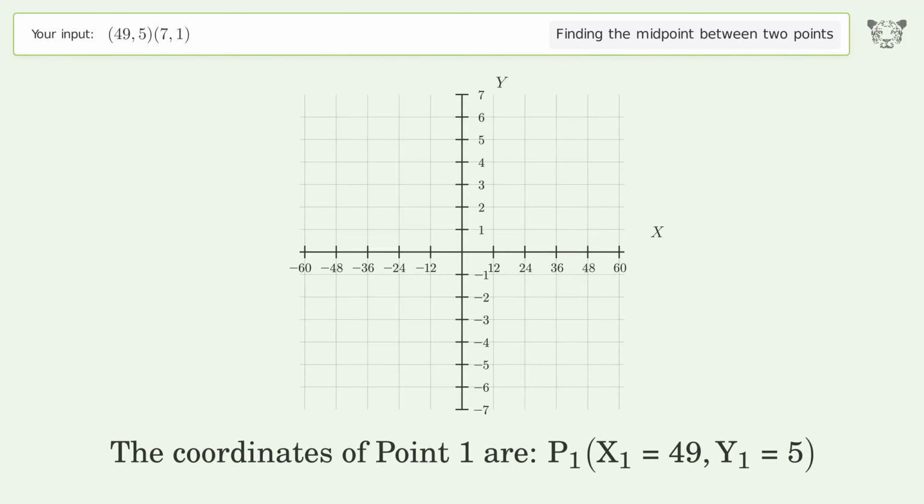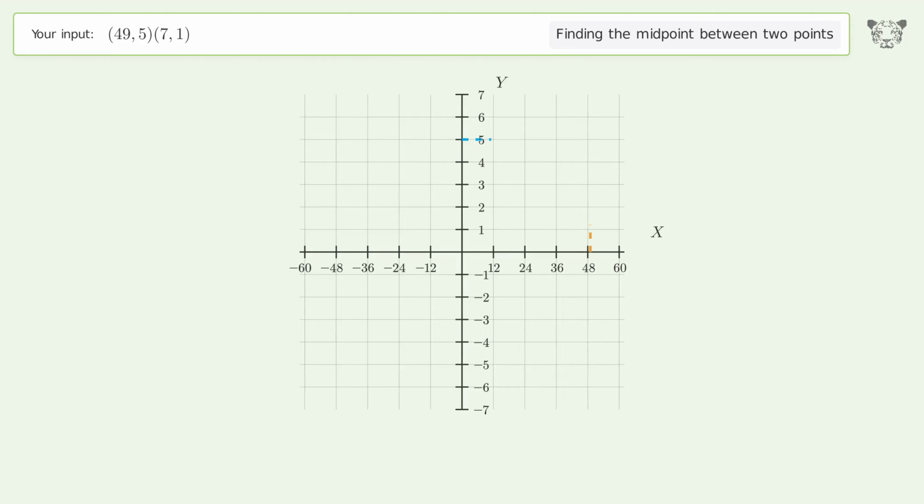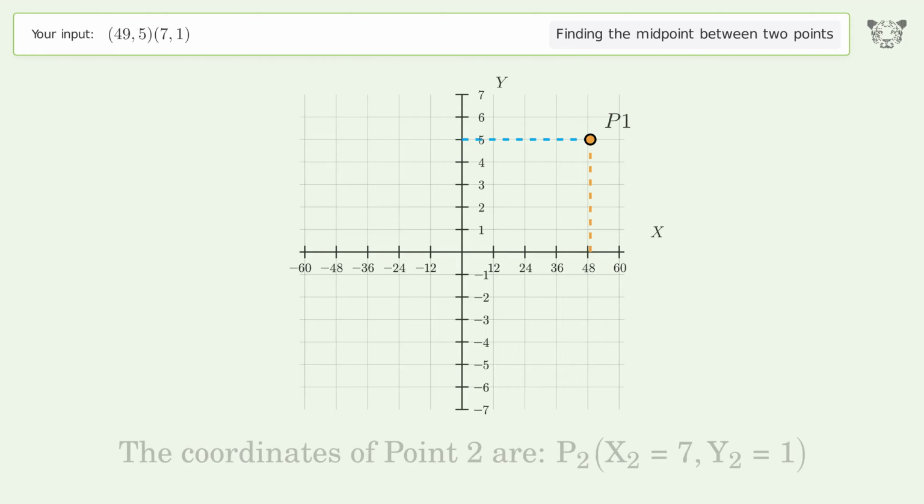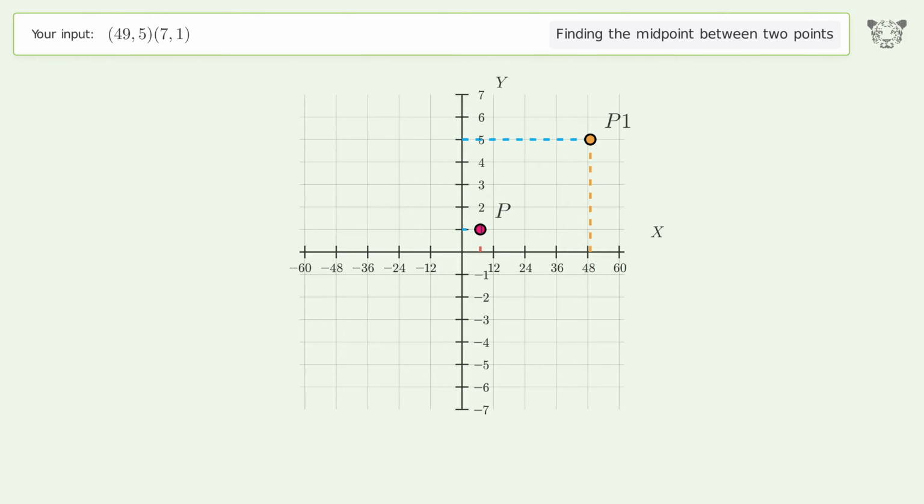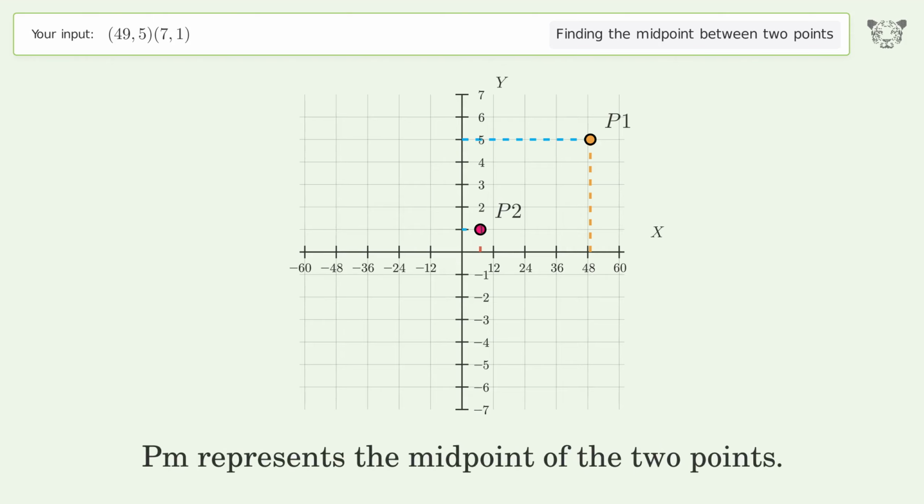The coordinates of point 1 are x1 equals 49, y1 equals 5. The coordinates of point 2 are x2 equals 7, y2 equals 1. PM represents the midpoint of the 2 points.